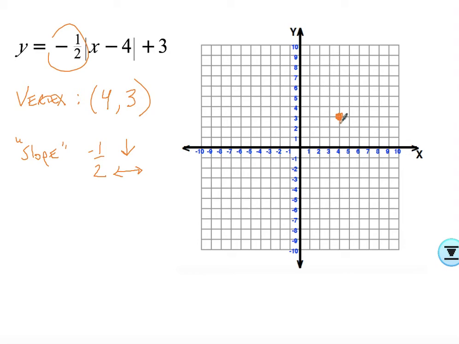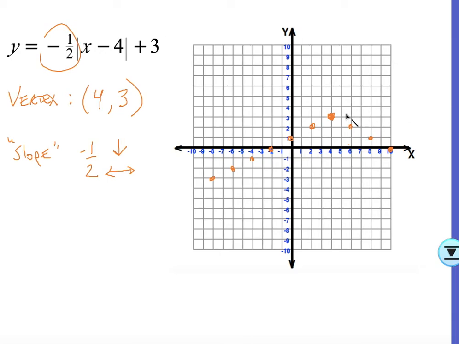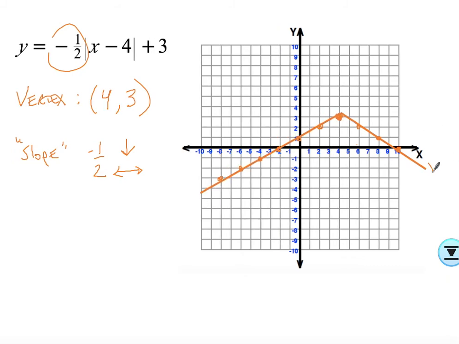From the vertex, down 1, over 2, down 1, over 2. Okay, and I'll go off the graph. So I'm going to go back up to my vertex and go down 1, the other direction 2, down 1, over 2, down 1, over 2. This side I could keep going and going. Then I'm going to connect them with my lines and put our arrows on the ends, and we're good.